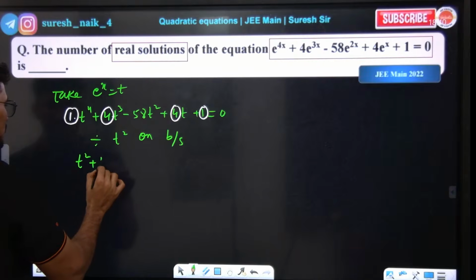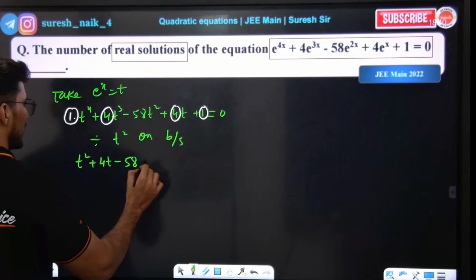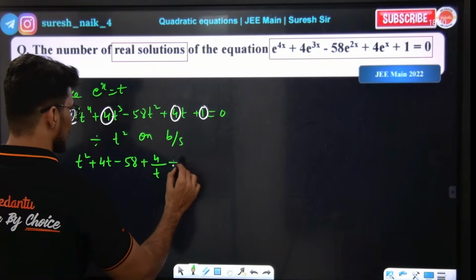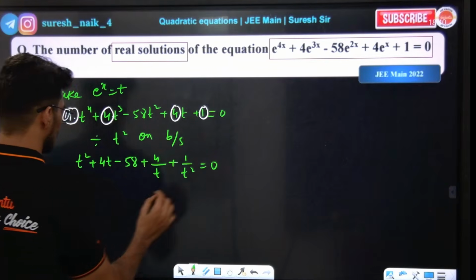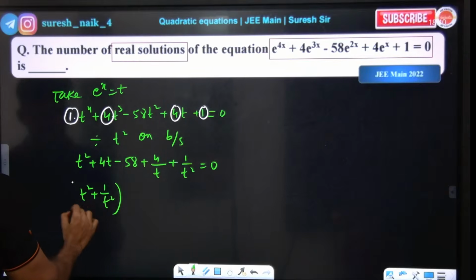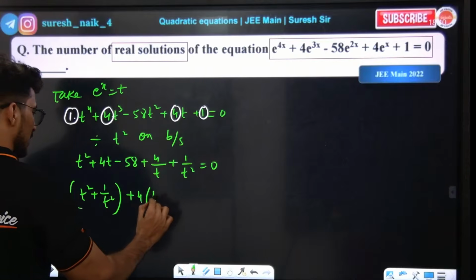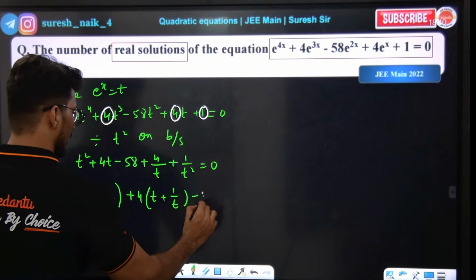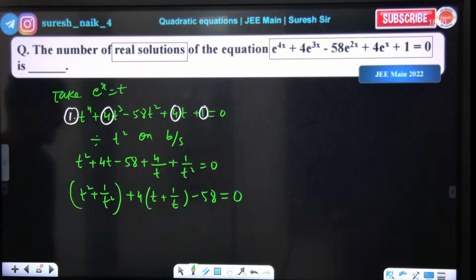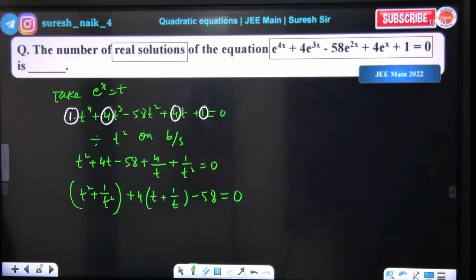t square plus 4t minus 58 plus 4 by t plus 1 by t square is equal to 0. So the t square family should be written like this. T square family together, 4 common, t plus 1 by t together, minus 58 is equal to 0. Okay, wow. Yes or no? You should do it now. Yes or no, guys? Okay, so yes.